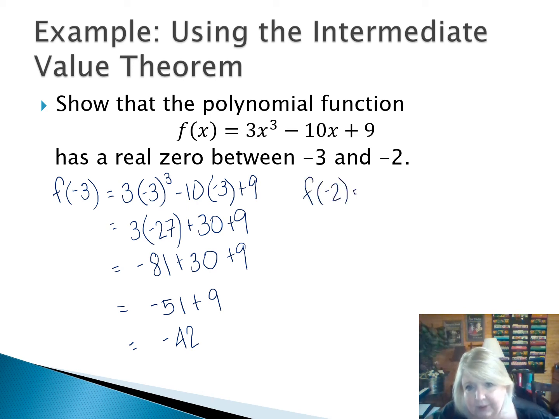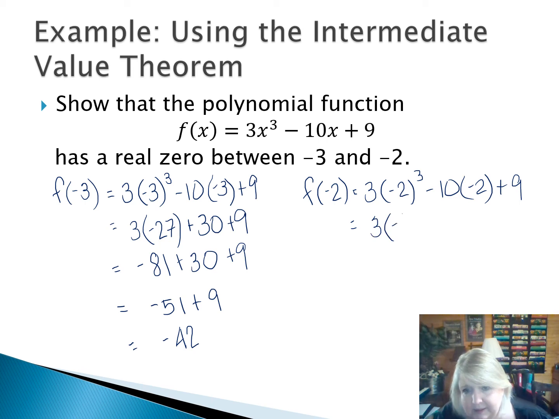For -2, I'm going to substitute -2 into my initial function, and then simplify. So this is 3 times -8. -10 times -2 is +20. So this is -24 plus 20 plus 9. So this is -4 plus 9, which is +5.